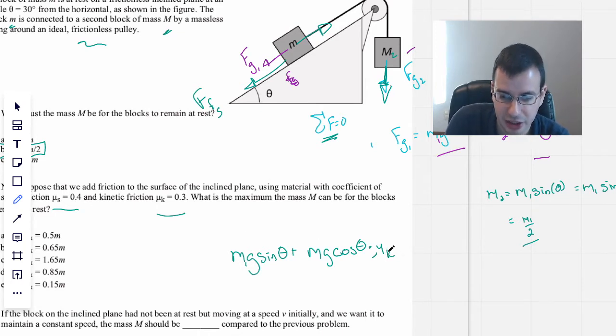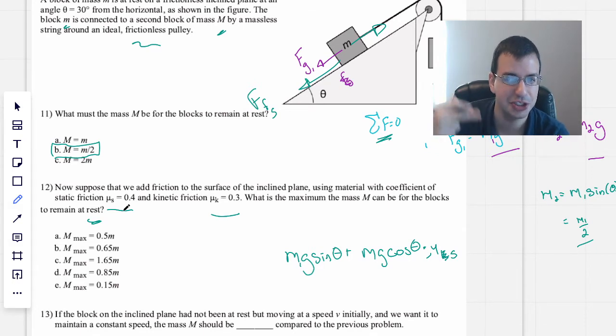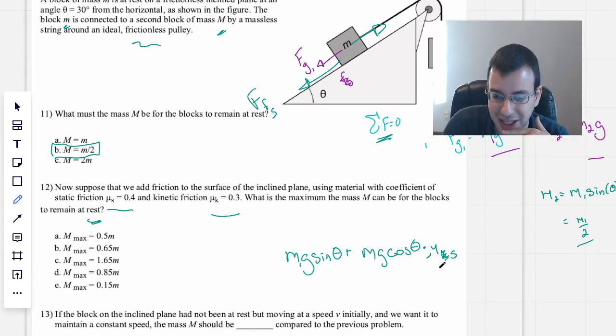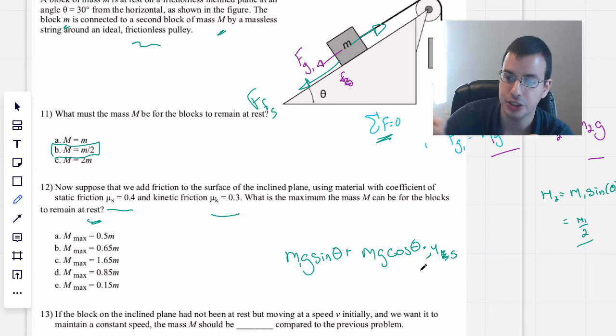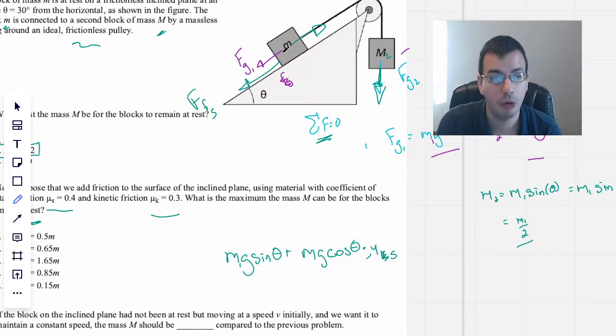No, mu static, because we're before it can be, to remain at rest. So remain at rest means it's static and it's going to stay static. Therefore, we're using the static coefficient of friction. If there was motion, then we'd use kinetic. So this is the forces pulling the block down.